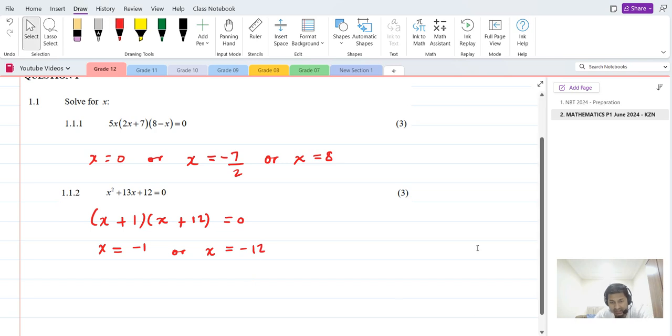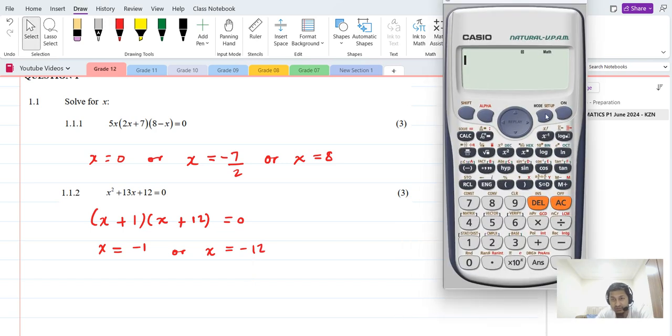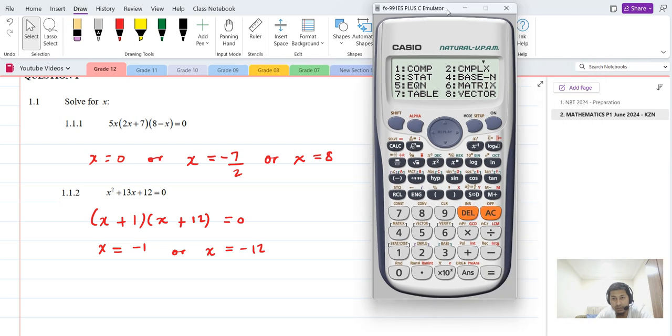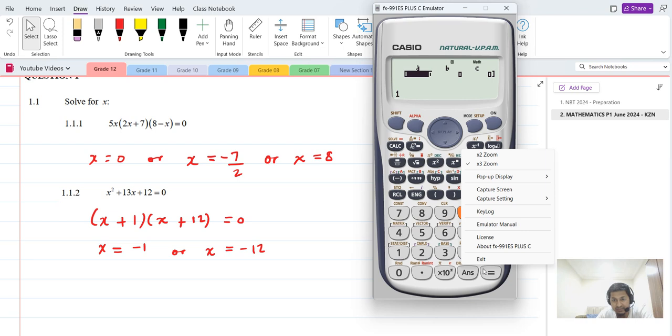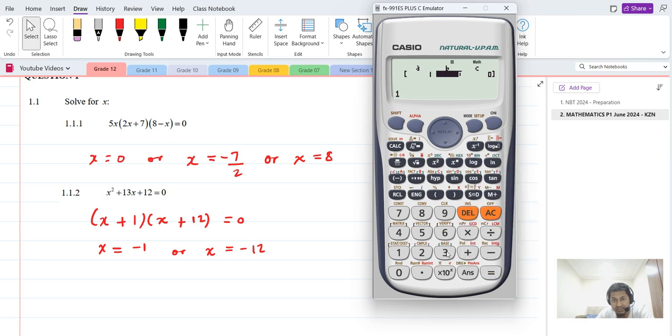You can also do this on the calculator. If you have the silver calculator, then you can go to mode, equation, and select the quadratic option, which is option number 3, ax squared plus bx plus c, and press these values: 1, press equals, 13 equals, 12 equals. What's nice about this is that it will give you the final answers, so you just need to work backwards. Take the minus 1 over and take the minus 12 over and put it into brackets. See, we got x equals minus 1, or x equals minus 12.